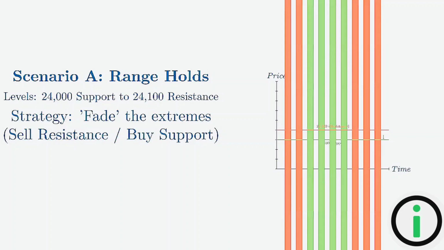This means you look to sell near 24,100 on the way up and buy near 24,000 on the way down, using very tight stop losses just beyond each wall. You'll want to exit these trades before the heavy volatility of Thursday's expiry sets in.